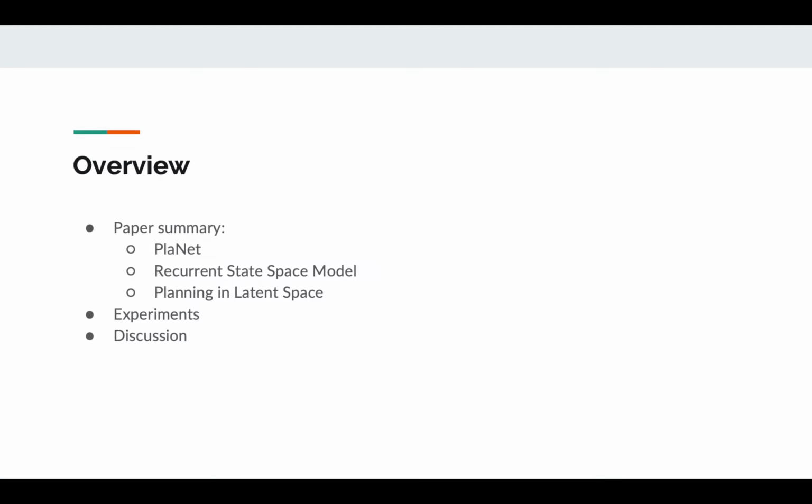So first, I'm going to summarize the paper by going over some of the main contributions of the paper, like the recurrent state space model and latent space planning. I'll then go into the experiments I performed and discuss what did and didn't work.